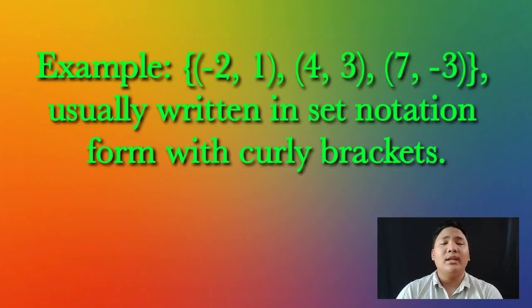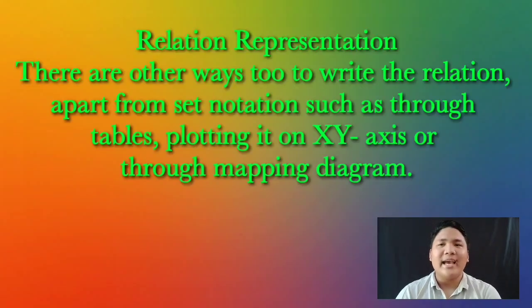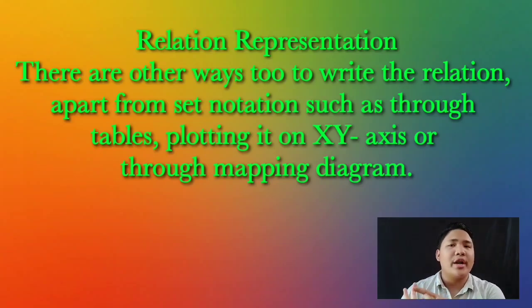Okay, and according to our example, we have here a group of ordered pairs which is negative 2 and 1, 4 and 3, 7 and negative 3. And this is usually written in set notation form with curly brackets. So that's how we will show a relation. Okay? And there are other ways to write the relation apart from set notation, such as tables, plotting it on an x and y axis or Cartesian coordinate plane, and mapping diagram.